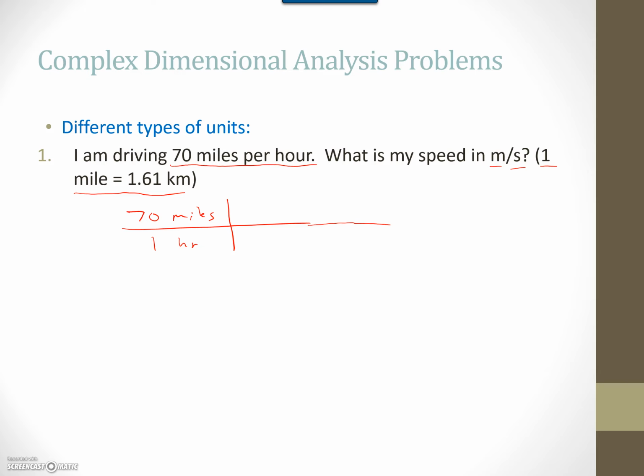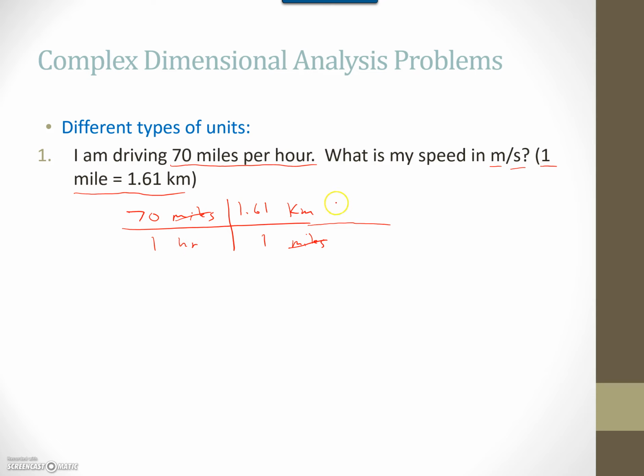So I want to go from miles to kilometers first. So km on top, miles on bottom. Now the 1.61 accompanies the kilometers, so I'm going to put that number with the kilometers over 1 mile. So what I can do now is cancel my miles. Now my answer, if I were to stop here, would give me kilometers per hour. I want to get to meters per second.